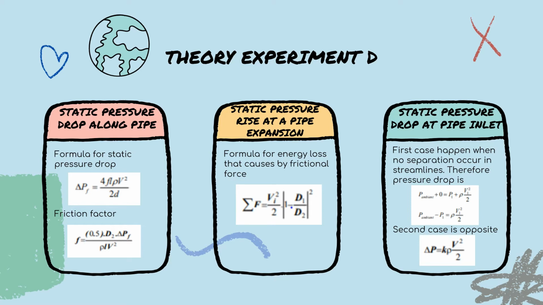For the static pressure rise at the pipe expansion, the formula for energy caused by frictional force is delta F equals V1 squared over 2 multiplied by (1 minus D1 over D2) to the power of 2. And this part finishes the theory for all the experiments that I explained before. So to continue the discussion of this experiment, I will pass this part to Wei Hui to explain the procedure of experiment A, experiment B, experiment D, and experiment C.